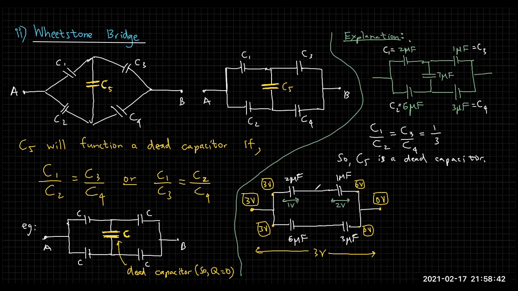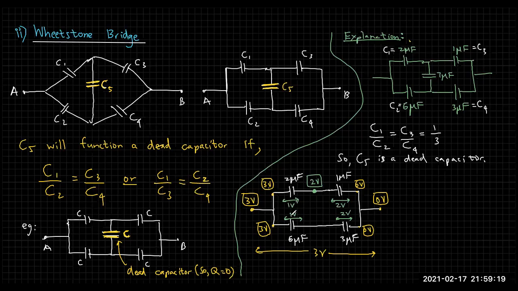So what is the potential at this point? 3 minus 1. So the potential at this point is going to be 2 volt. Right? Similarly, what is the potential difference across this and across this? Tell me quickly. 3 volt is the total voltage. 6 and 3, 2 is to 1. Again, it will be 1 volt and 2 volt.